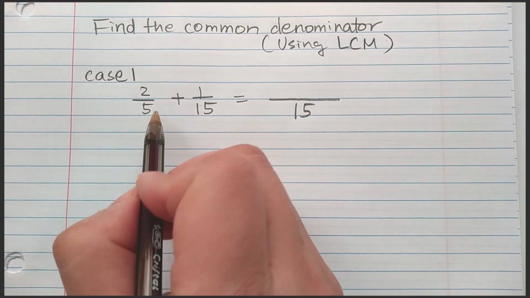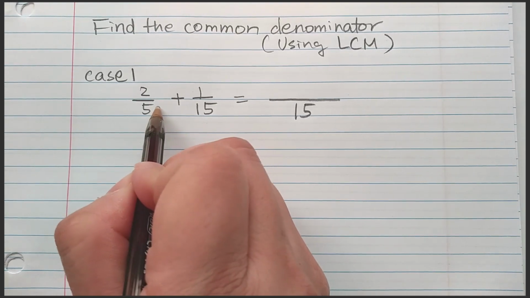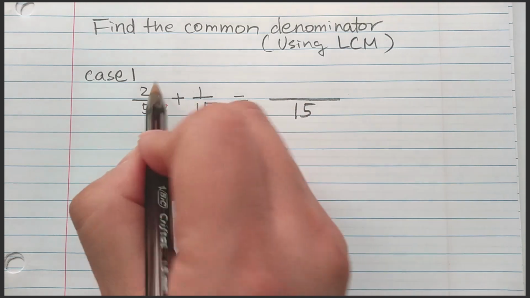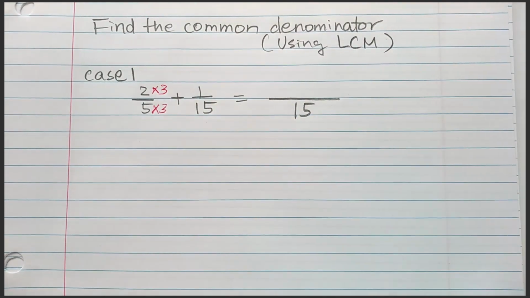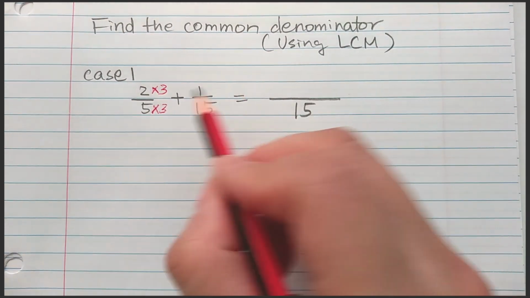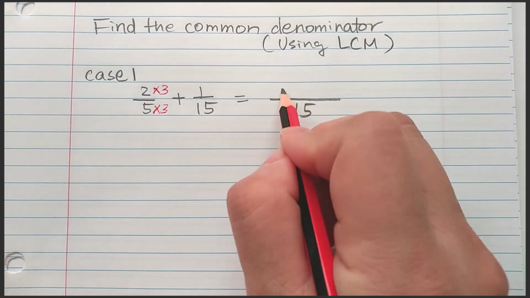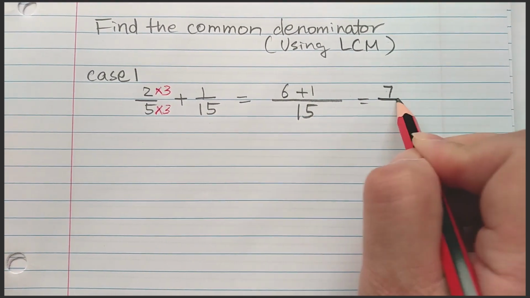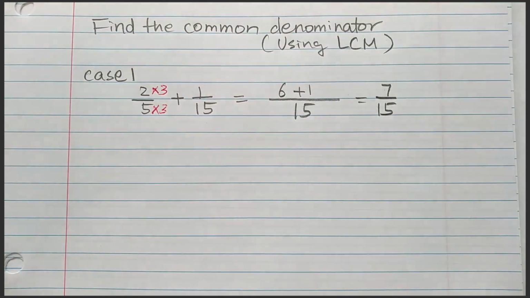And in order to have 15 for this fraction, you need to multiply 3 by the bottom and the top as well. So 2 times 3 is 6, plus 1 is 7 over 15.